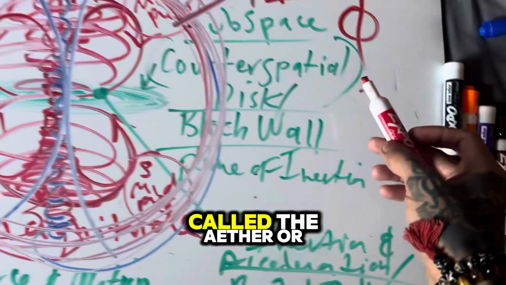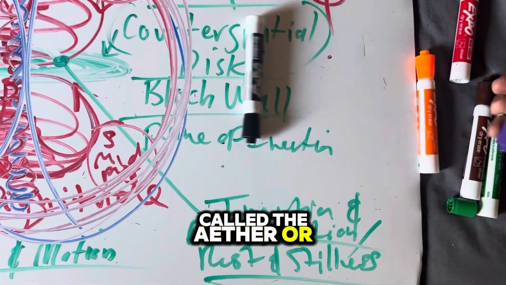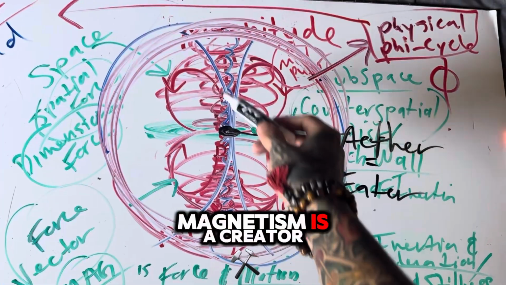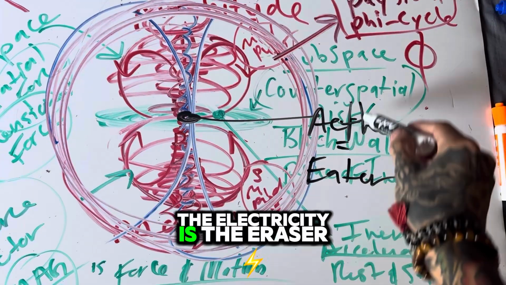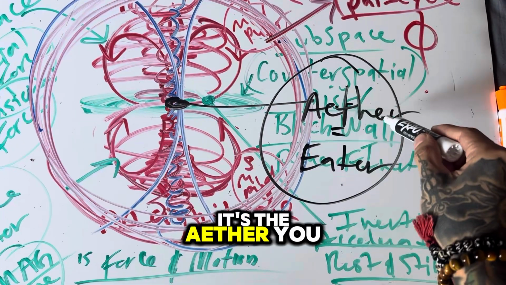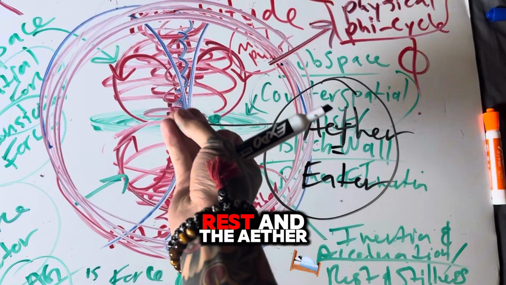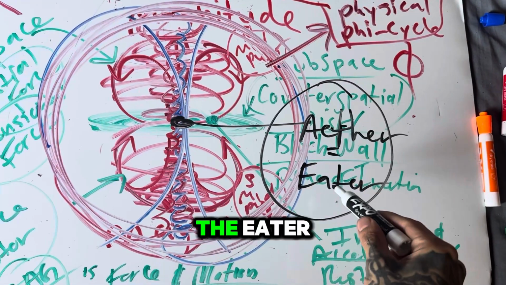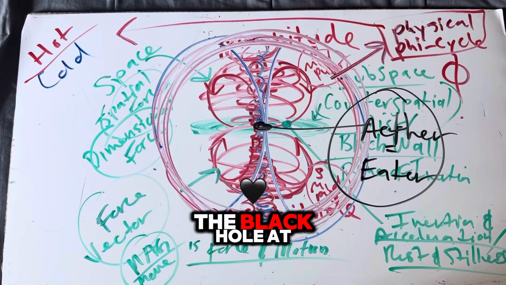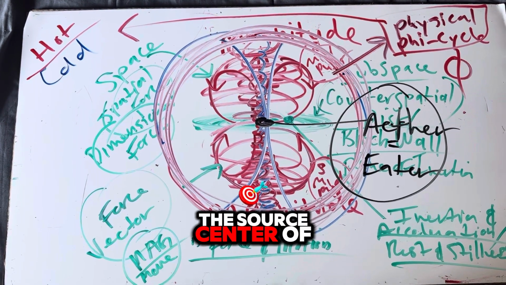The eraser would be called the ether. Magnetism is the creator of space, dielectricity is the eraser of space. It's the ether. You have the ether at rest and the ether in motion, and the ether is the eater. It's what we call the black hole at the center of the Milky Way, the source center of all creation.